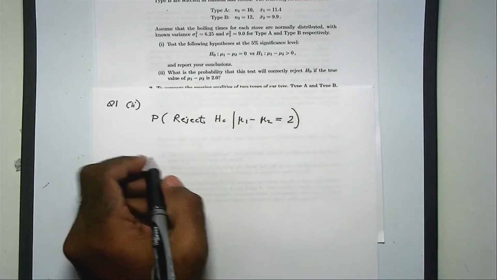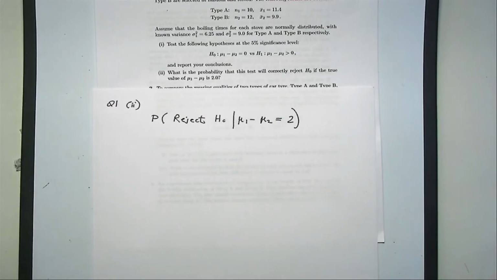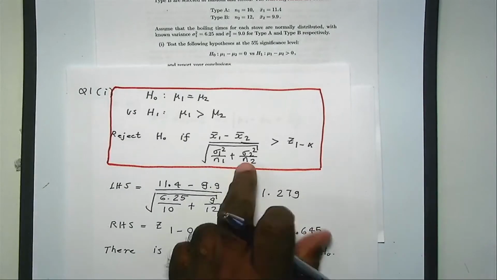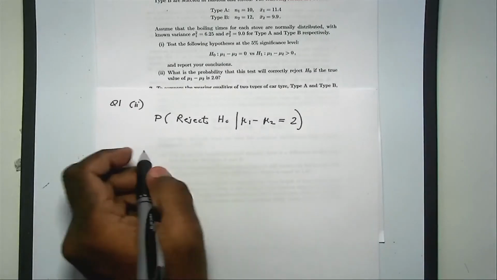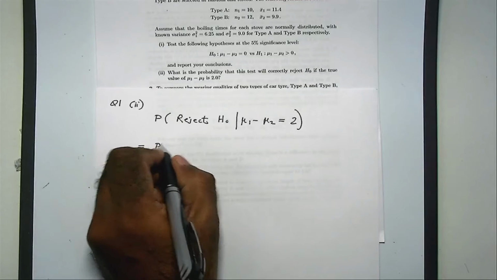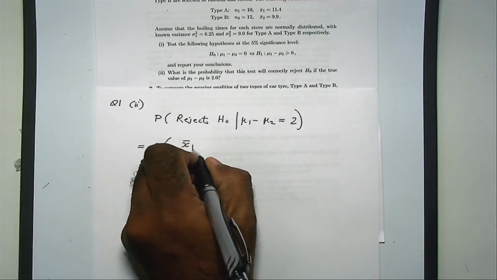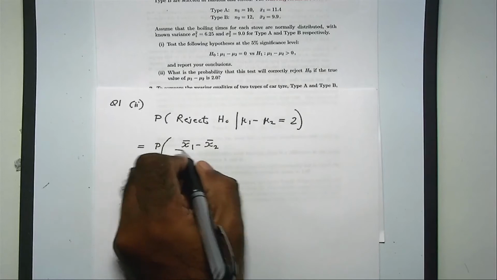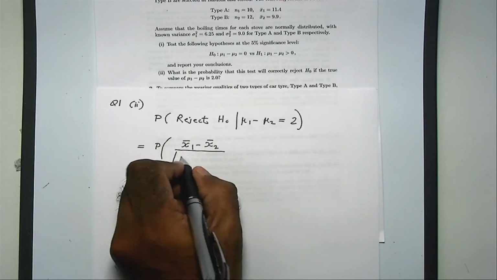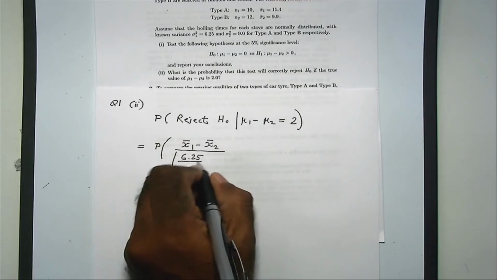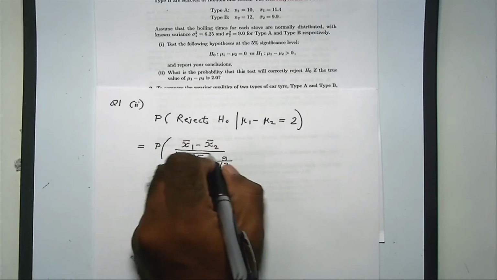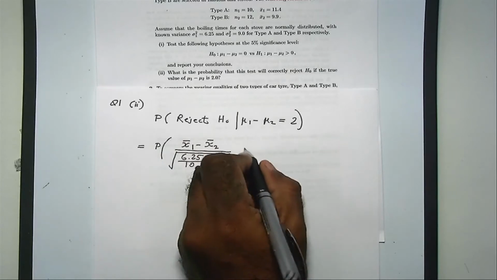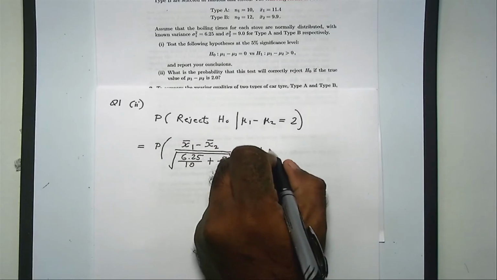Now if you go back to part 1, you see this is the rule for rejecting the null hypothesis. I'm going to write that down one more time. So this is x bar 1 minus x bar 2 divided by the square root of 6.25 divided by 10 plus 9 divided by 12, greater than 1.279.